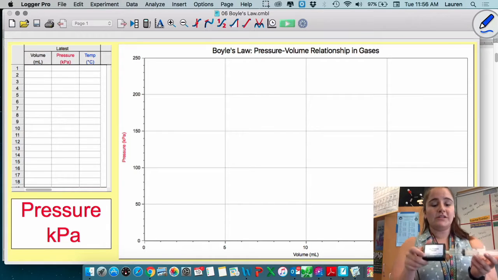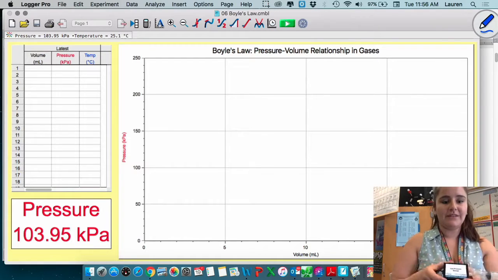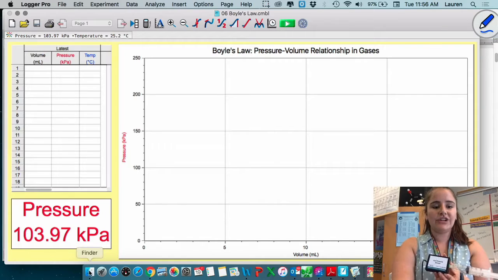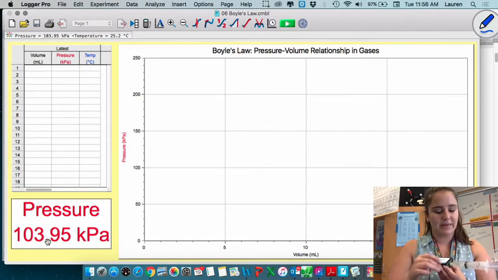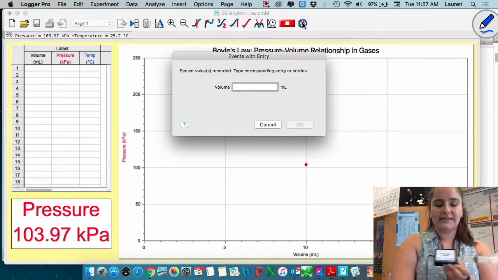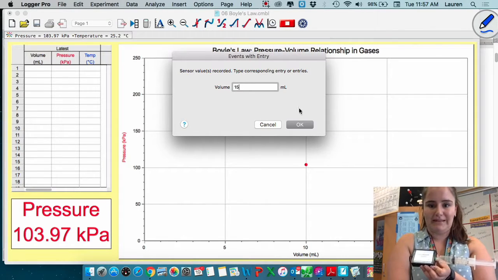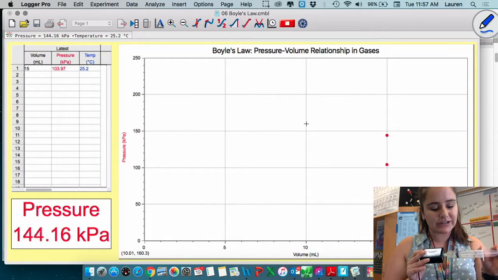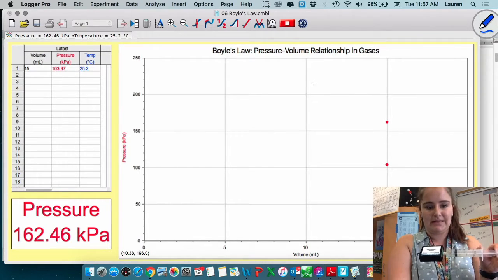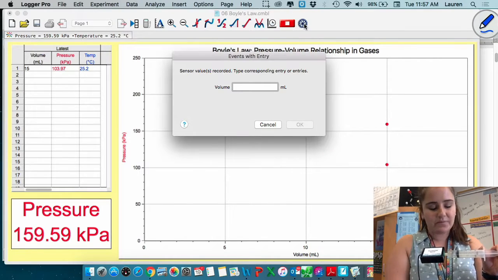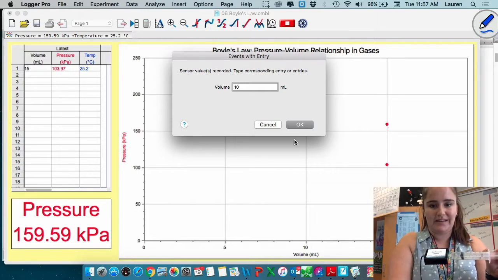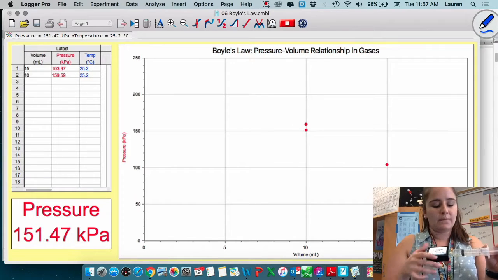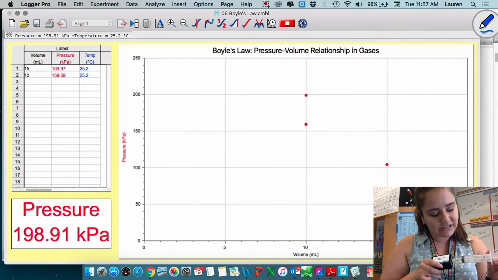Okay, so the pressure right now is at 103.9 kPa, while it's at 15 milliliters. So let's go ahead and set that. It's at 15 milliliters. Now I'm going to decrease the volume down to 10 milliliters. And you see the pressure increase. Okay, so that's at 10 milliliters. What if I decrease it all the way down to 5?